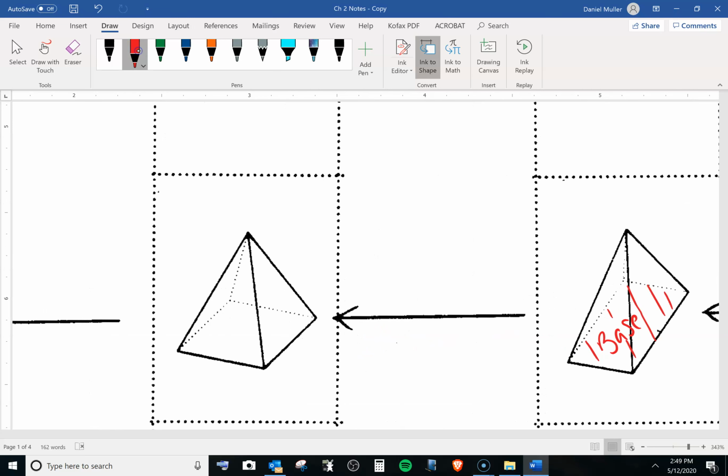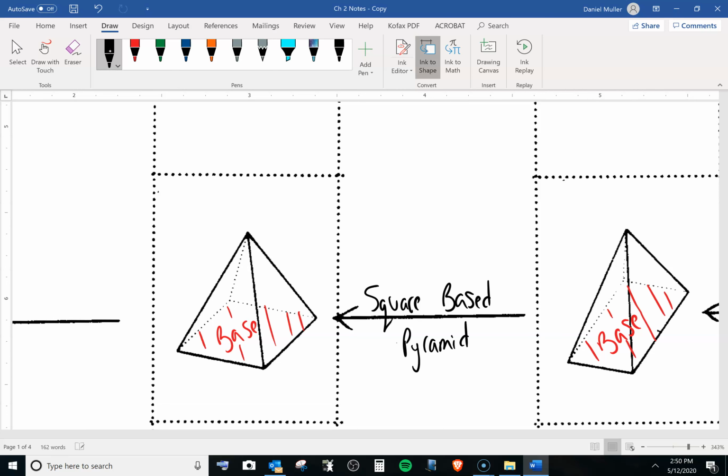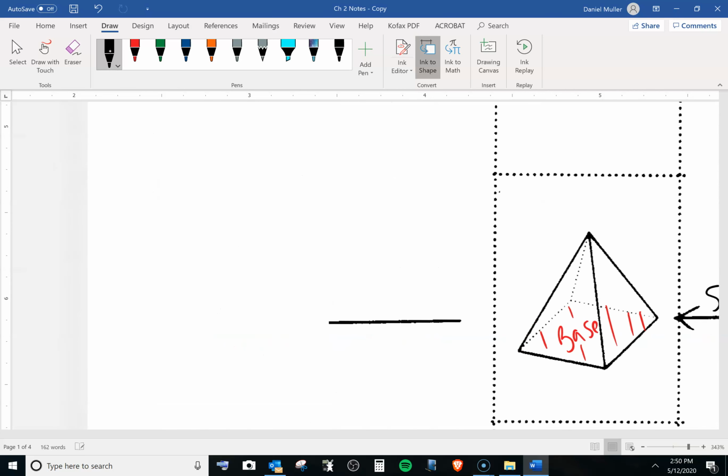This, I think the intention was for this base here to be a square. So we would say a square-based, and it comes to a point, so we would call that a pyramid. A square-based pyramid. Anything else?